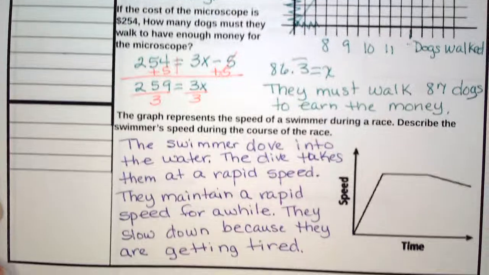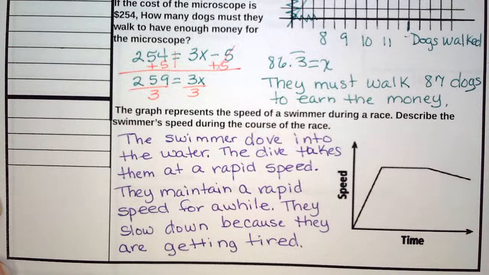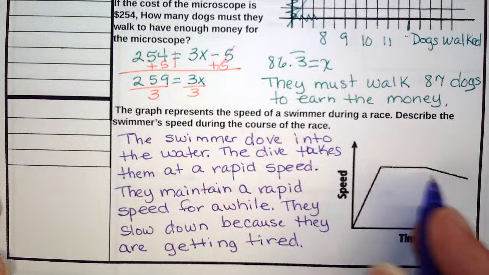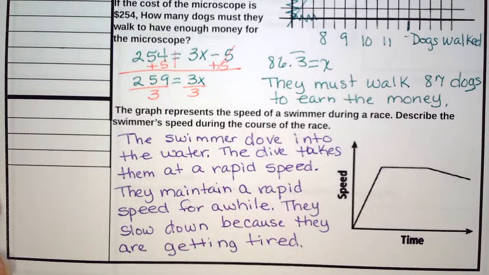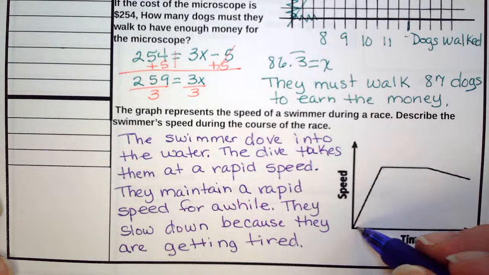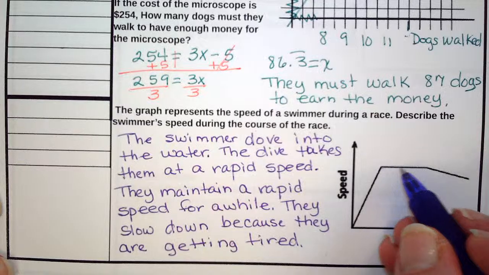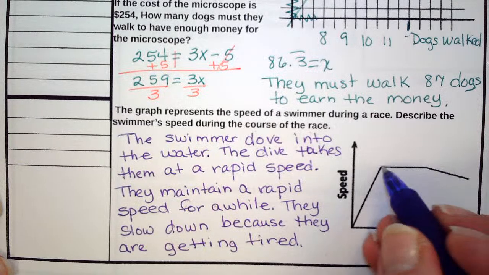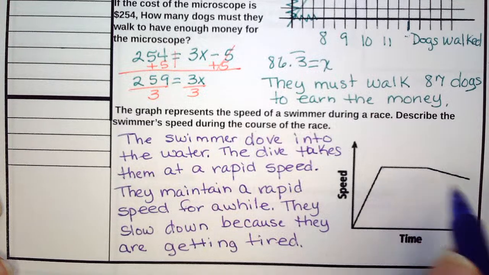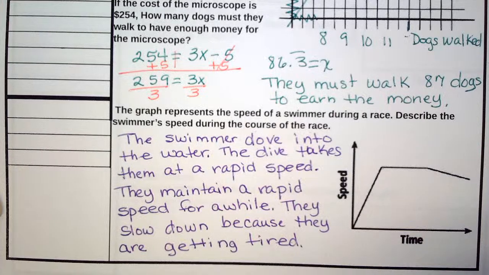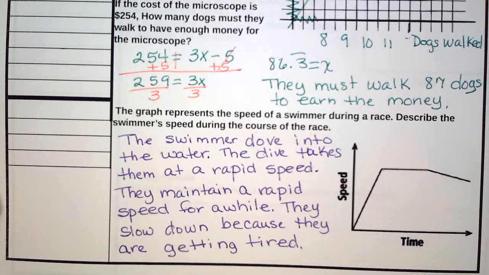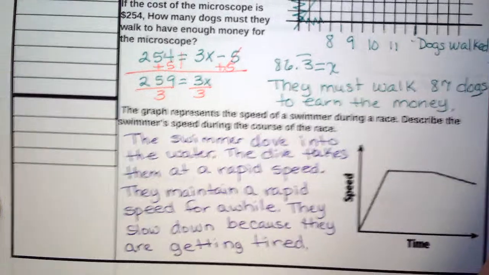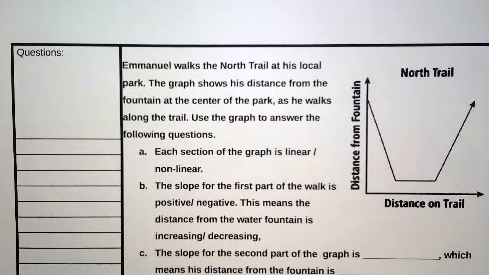Now, that's assuming they're in a swimming pool. What would happen if they were in the ocean? Well, that might be where they hit a current. That might be where they hit the waves. So we could have made any story up that we want as long as we show them starting off at a rapid speed. The speed is still fast, but they level off on the increase, and then they get tired and start decreasing. Okay.